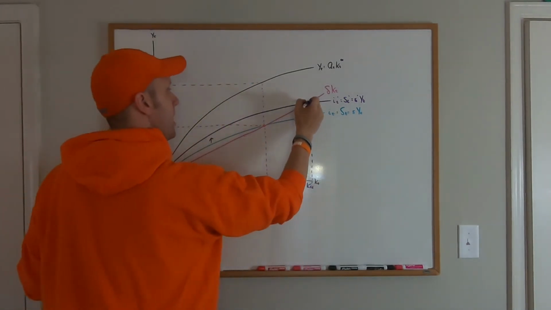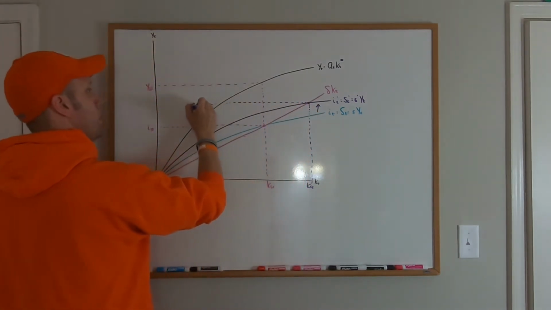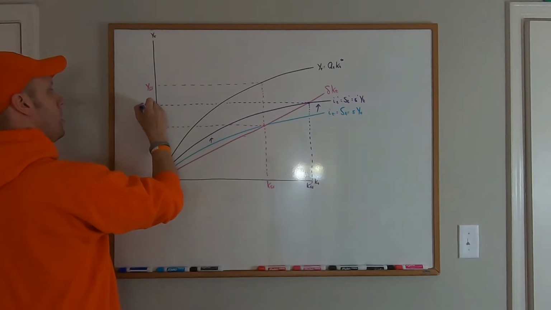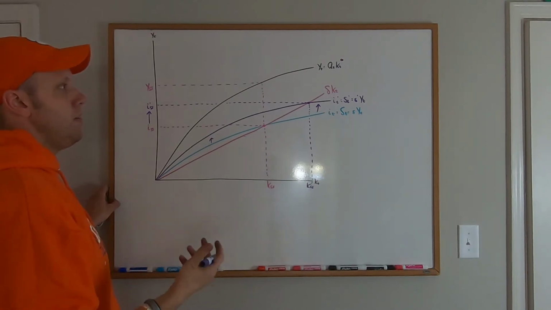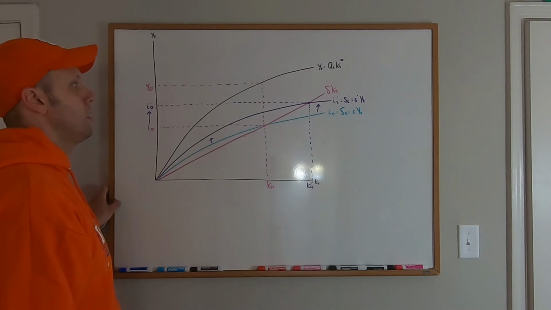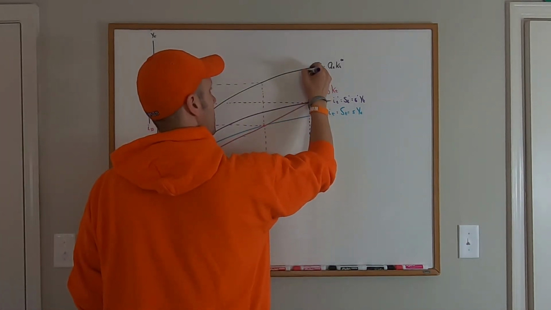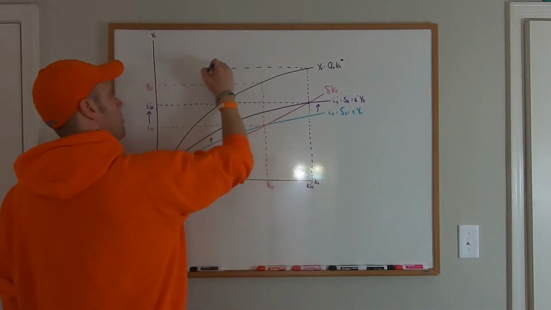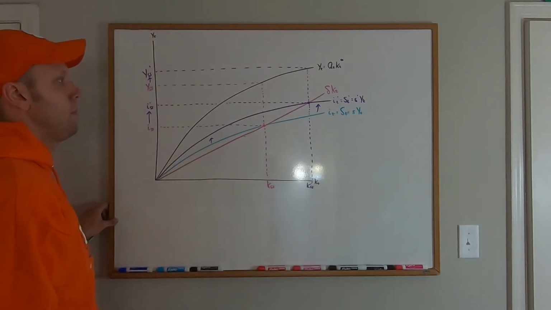It intersects at a higher level of the capital stock, because if we're saving more, we're consuming less. So by saving more, we get to add more to the existing capital stock, and we get to produce a little bit more. Like that.